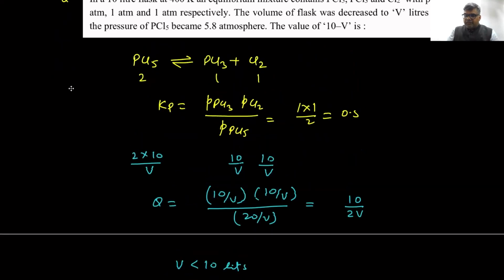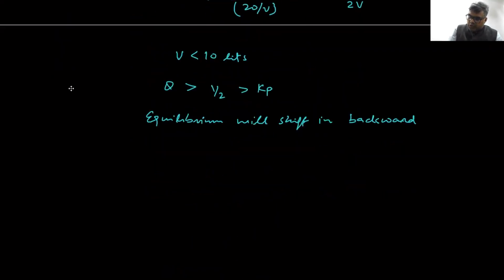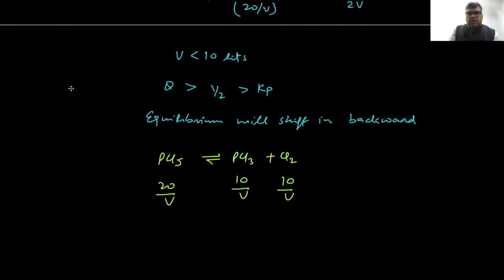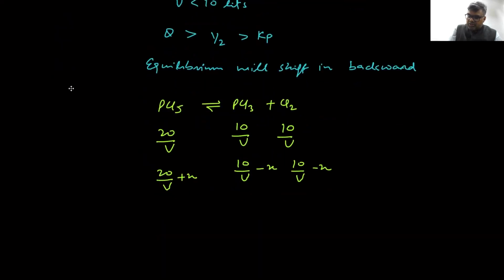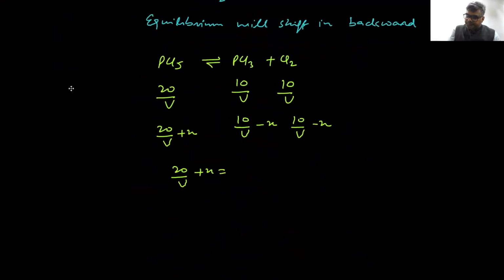Once it shifts in the backward direction, the pressure reduces again. And it's given that once the equilibrium is attained again, PCl5 pressure becomes 5.8 atmosphere. So once a new equilibrium is established, for PCl5, PCl3 and Cl2, the initial pressures are 10 by V, 10 by V and 20 by V. And equilibrium will shift in the backward direction. So 10 by V minus X, 10 by V minus X, and 20 by V plus X. And this 20 by V plus X value is given to you as 5.8 atmosphere.